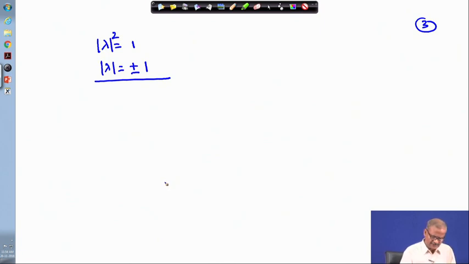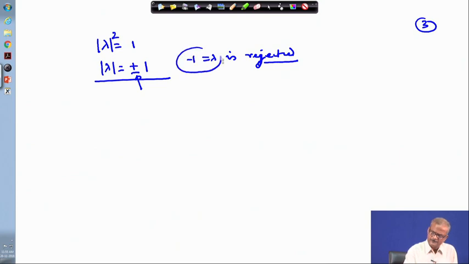But as we have discussed earlier, the minus 1 eigenvalue that we are getting will correspond to the left handed triad. So, we reject it. Now, lambda equal to minus 1, this we are rejecting. Okay. So, with lambda equal to plus 1, we proceed.